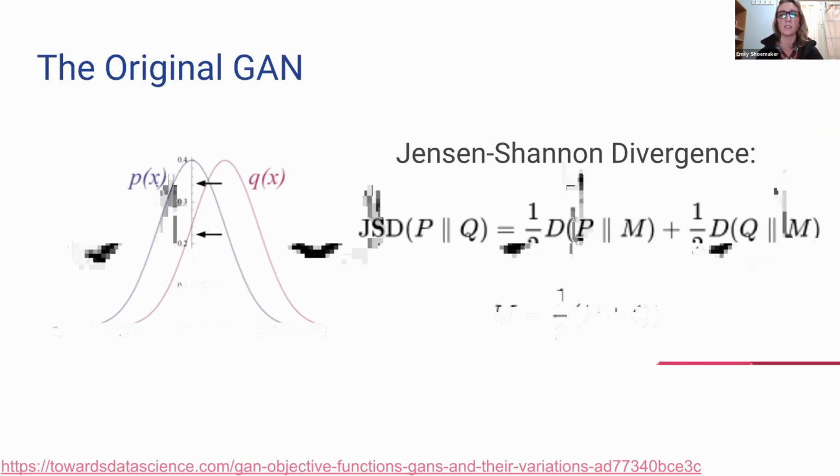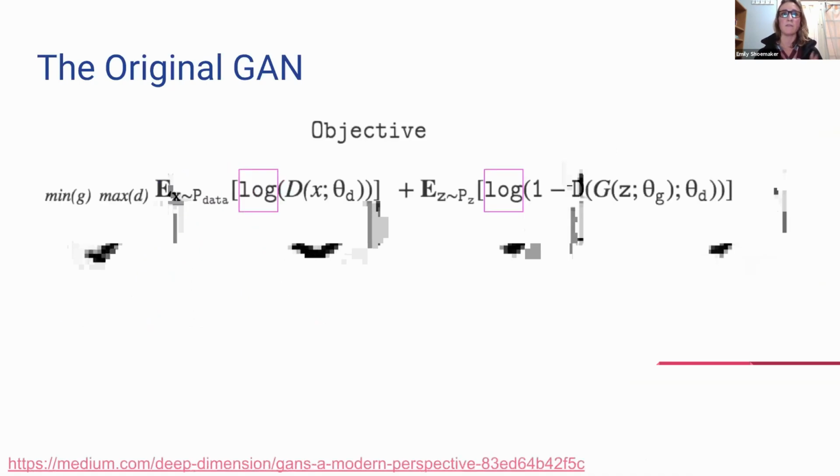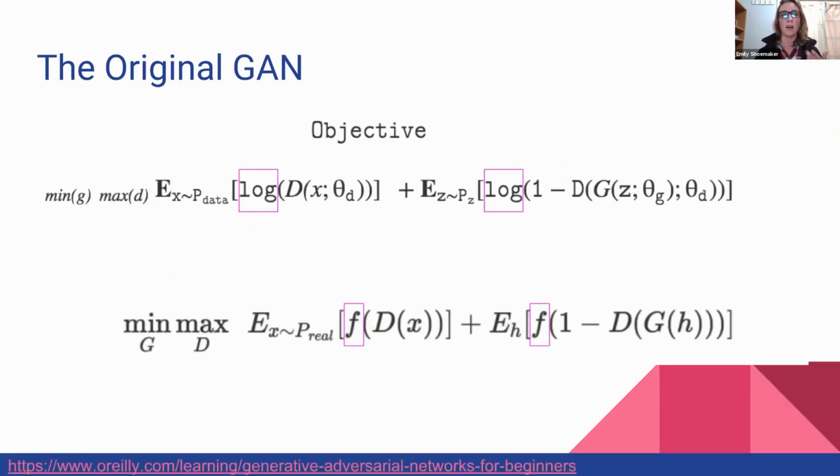So we're essentially trying to minimize the distance between the distribution of the real data and the distribution of the generated data. And the objective function for a simple GAN does this with the log. We don't have to use a log. Different types of GANs use different cost functions, but for today we're just gonna look at the original.